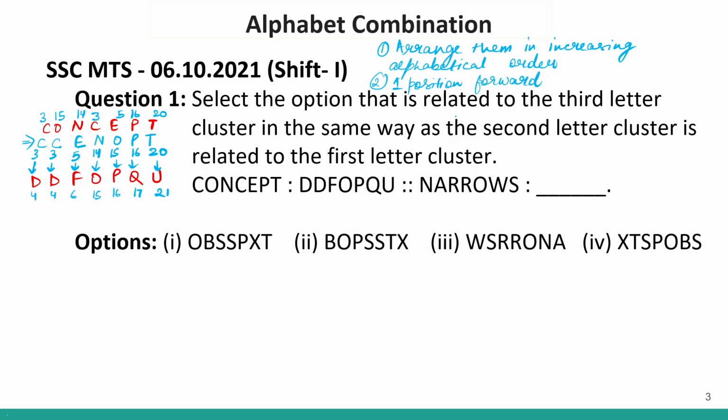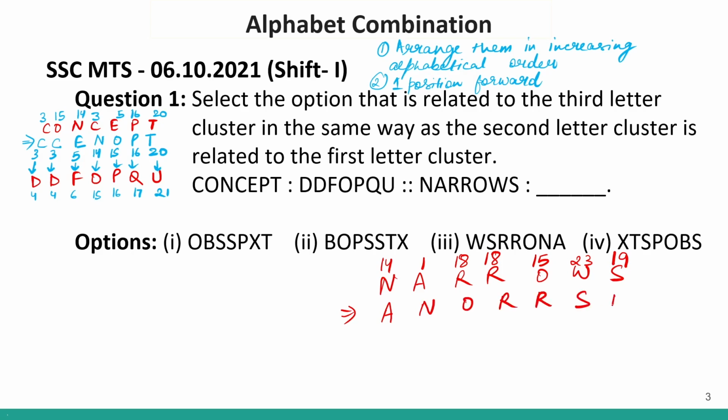So let us do the same logic in NARROWS. So we have N, A, R, R, O, W, S. Let me assign them forward ranks. N is 14, A is 1, R is 18, 18, O is 15, W is 23 and S is 19. So first thing would be to arrange them alphabetically. So the first one I will get is A, then N, then O, then R, R, S, W.